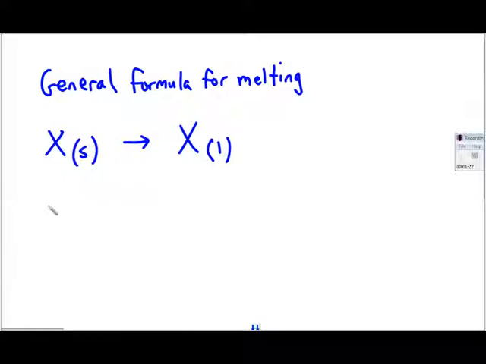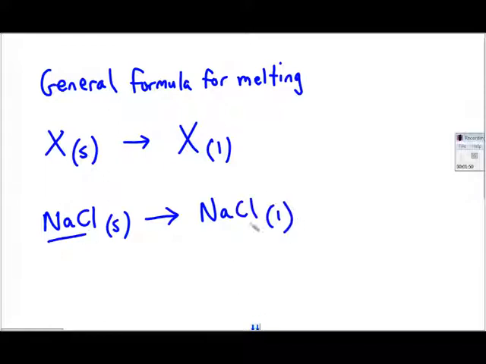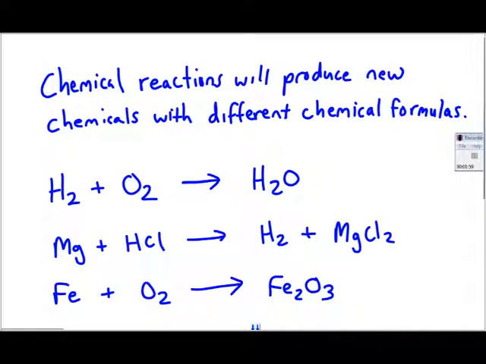An example of this, if we took table salt and we subjected it to extreme temperatures, we're talking 1,000 degrees, we could get it to melt. And so when it melts, it turns into the liquid form. Same formula, just different form in parentheses. It goes from solid S to liquid L. And those are both physical changes, dissolving, changing form, like melting.